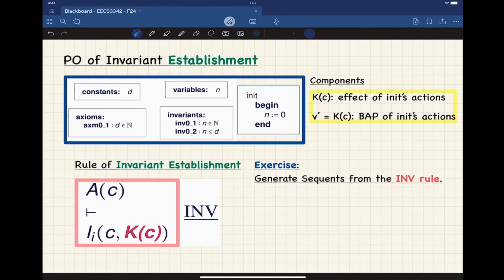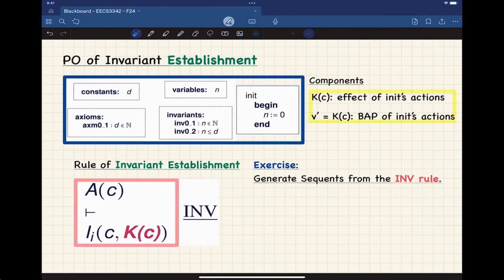All right, here. So this is what we have in the model so far. We got our constant, and we got our axiom, we got our variable, and also we got our invariants. We don't need to show any events over here. They are not relevant. We're now only talking about invariant establishment. So we only need to talk about init. And this is n becomes 0.